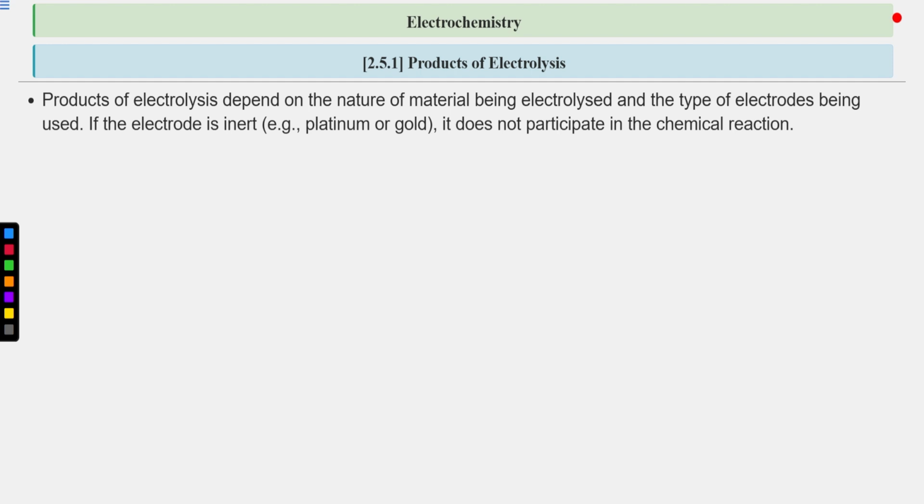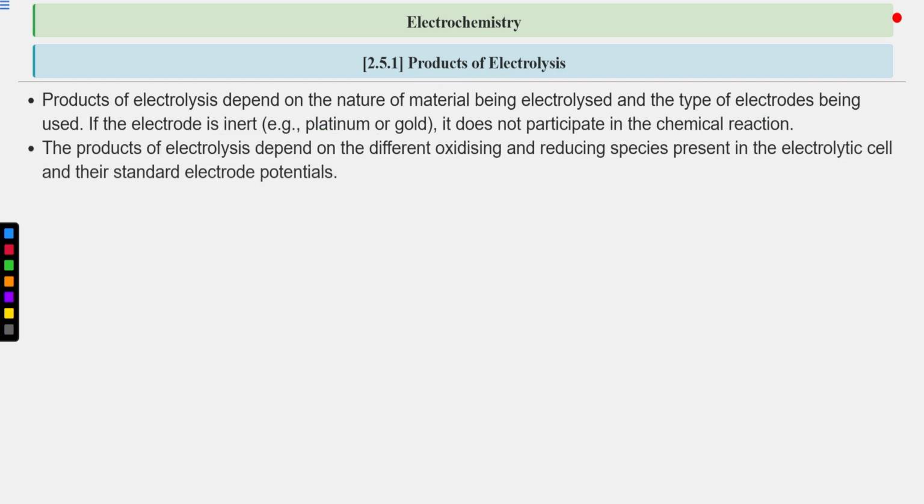Now let's talk about the products of electrolysis. This is the subsection marked as 2.5.1. The product of electrolysis depends upon the nature of the material which is being electrolyzed and the type of electrodes which we are using. If the electrode is inert, for example platinum or gold, it does not participate in the chemical reaction, that means it will not react.